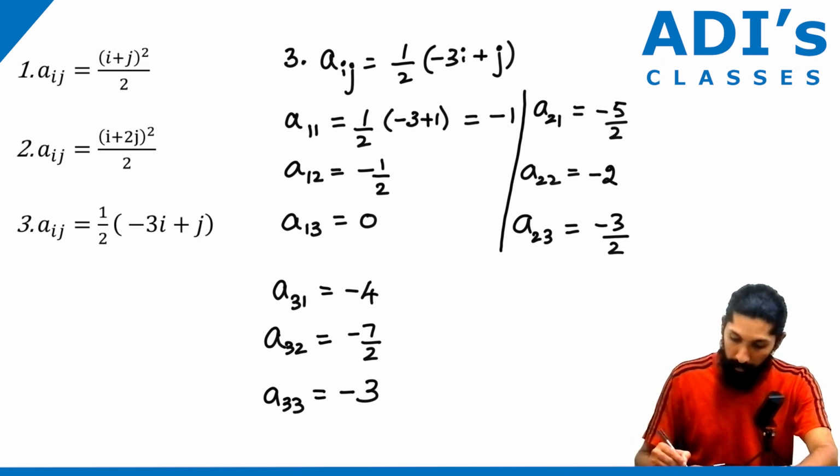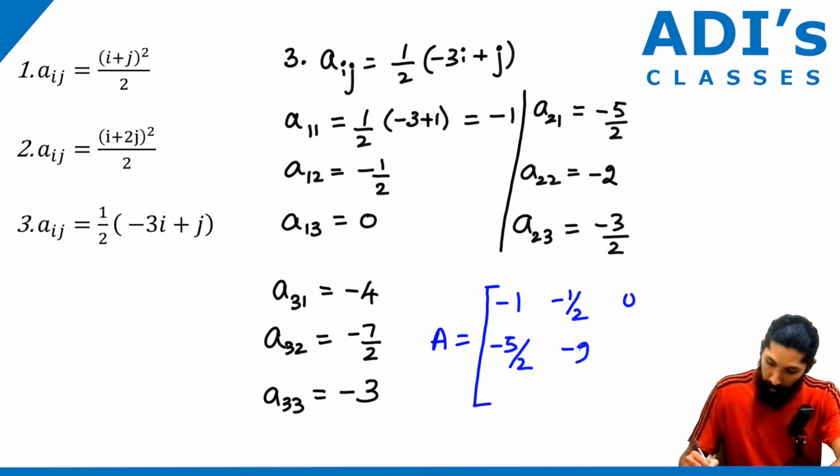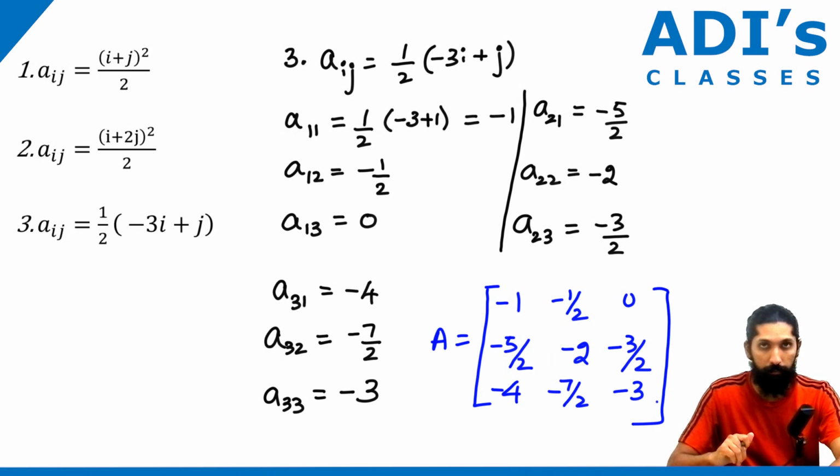Okay, so finally we are going to have matrix A. The first row: minus 1, minus 1 by 2, 0. Next, minus 5 by 2, minus 2, minus 3 by 2. Then minus 4, minus 7 by 2, minus 3. Okay, so this is the answer for the third question.